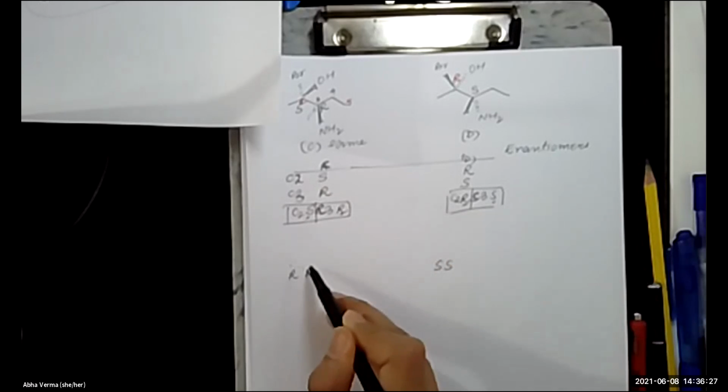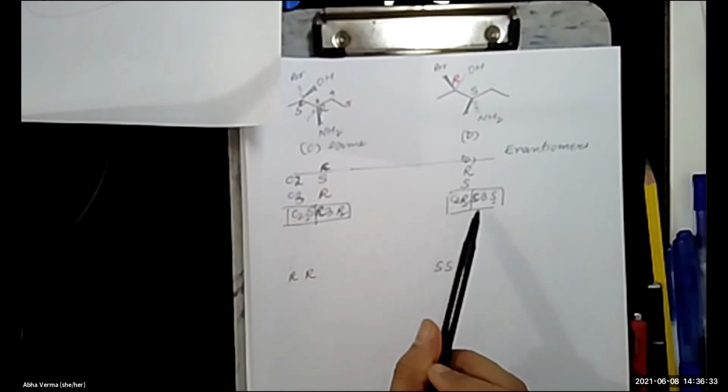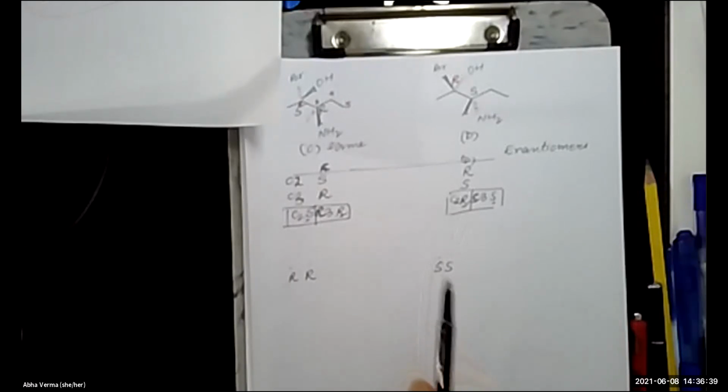But at each similar carbon site, so we compared C2 with C2, not C2 with C3. So at the same carbon sites, you have to compare what is the configuration, and if it is exactly the opposite for each of the locations, then we say we have an enantiomer.